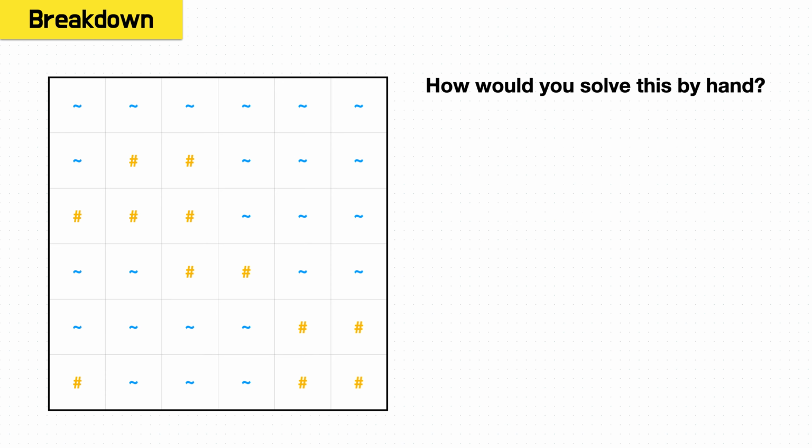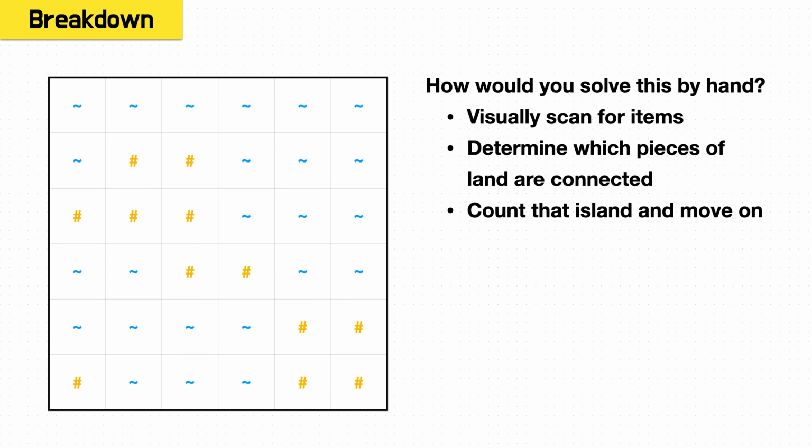The best way to get the intuition to solve this question is to think first how you would do it by hand. If you had this matrix, you would probably start to scan, find a land piece, then find all the connected pieces of land to that and count that as an island. Then you would continue to scan and do this for each group of land in the matrix.